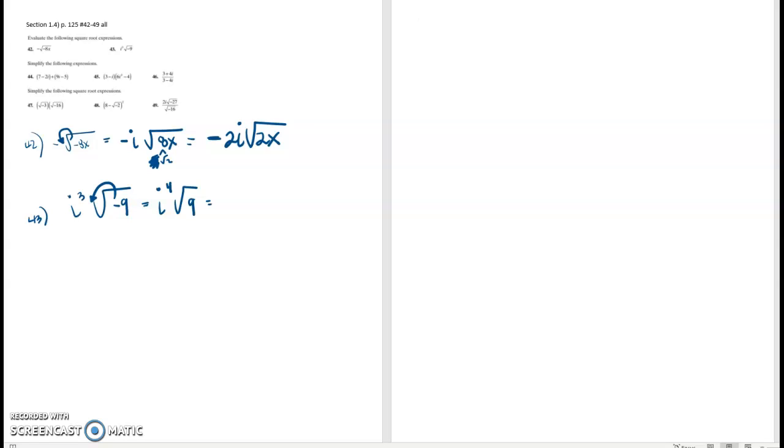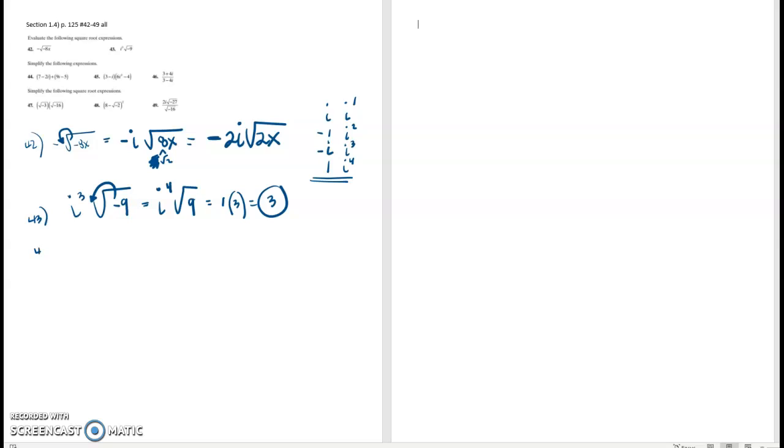If you remember your terms, i, and then you put a negative on those, this is the same as i to the first power. This is the same as i to the second. This is the same as i to the third. And this is the same as i to the fourth. So since i to the fourth is equal to 1, I can simplify this 1. The square root of 9 is 3. And so my final answer is just a plain 3.